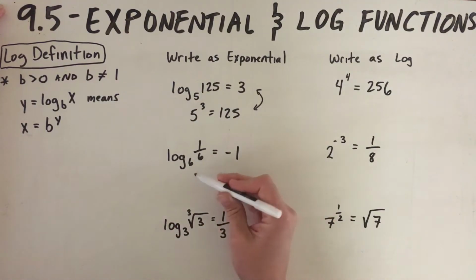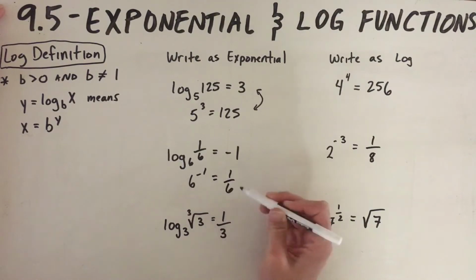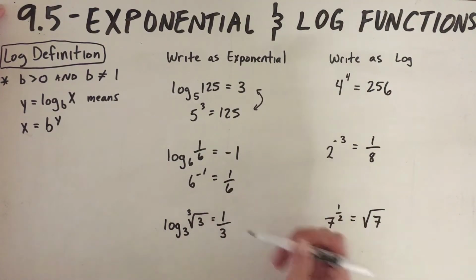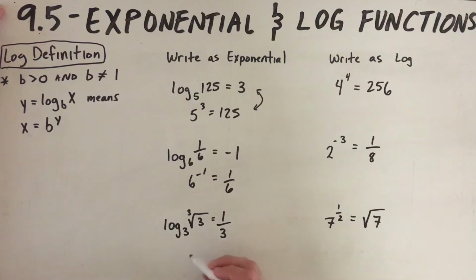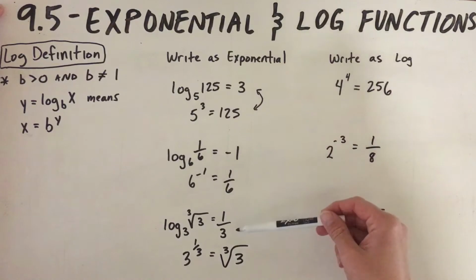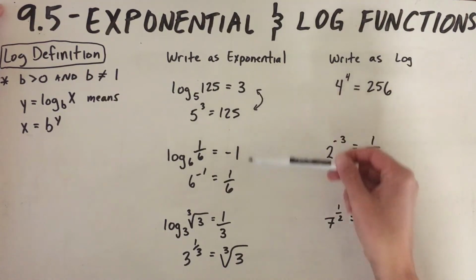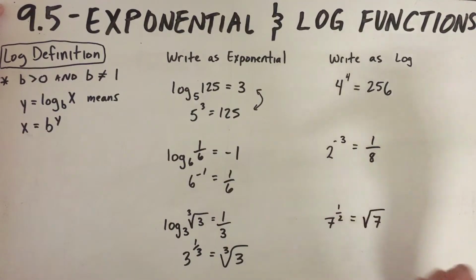So this one would be written as 6 to the negative 1 is equal to 1/6. This is also true. 6 to the negative 1 power is 1/6. This one would be written that 3 to the 1/3 is equal to the cube root of 3, which again is also true. So all we're doing here is taking a log function or a log equation and writing it in exponential form.